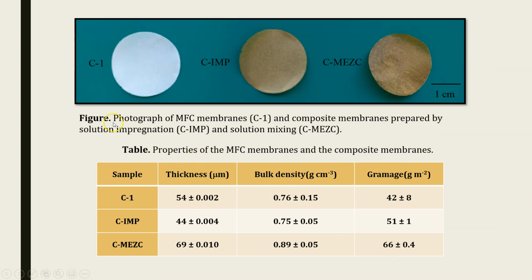Well, the optical image shows these membranes. The microfibrillated cellulose membrane, C1, presents a white color, and this is due to the raw material. The composites CMP and CMESC possess a brown color due to the presence of polyketone. After developing these membranes, properties were obtained, such as thickness, bulk density, and grammage.